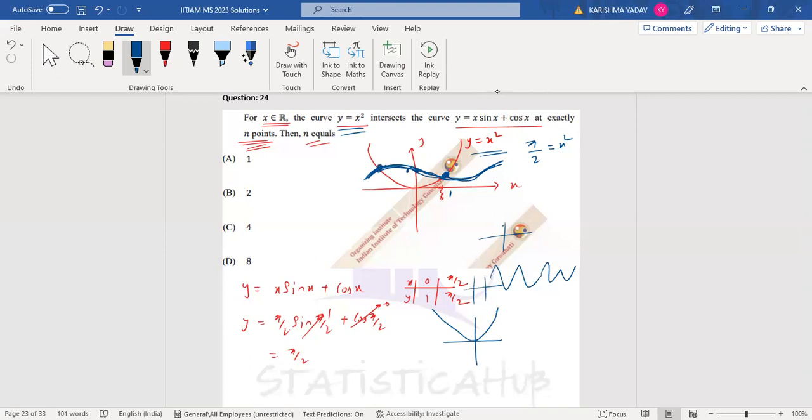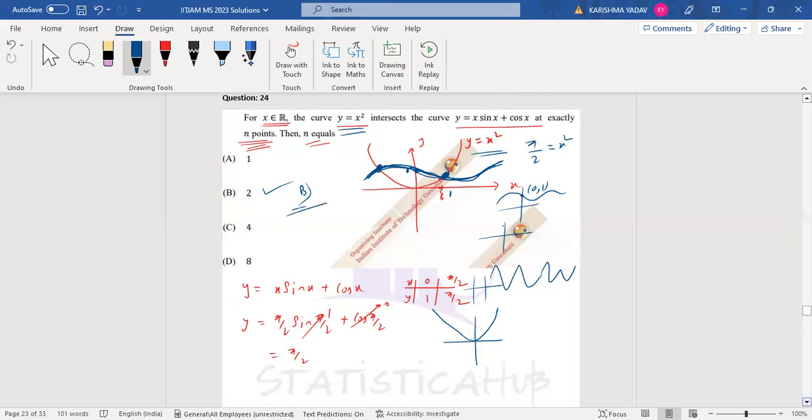So I know that this will be like this. This curve will go somewhere like this, by cutting the point 0 comma 1. And we can see easily that the curve is intersecting two times, and the number of intersecting points is 2. So I think this is the correct option, that the curve is intersecting it two times. That is option B is correct.